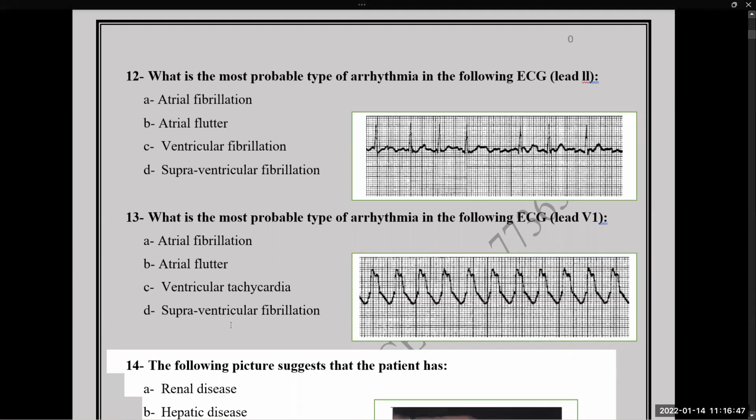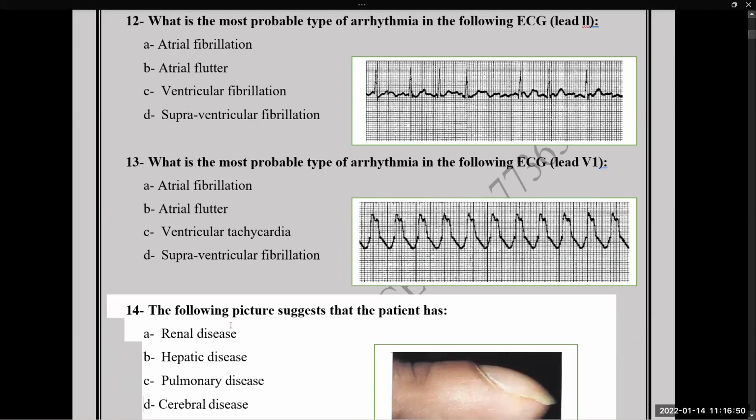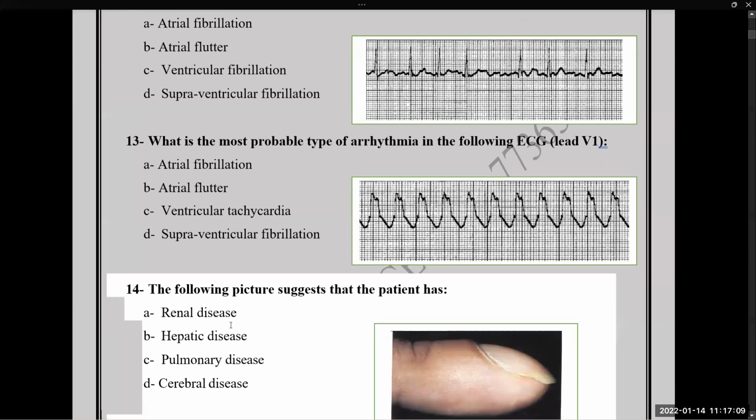Next, what is number 13? What is the most probable type of arrhythmia? Whereas here the QRS complex is not normal. So it is something related with the ventricular. So A and B can be removed. Ventricular tachycardia is the answer. Okay. Next.